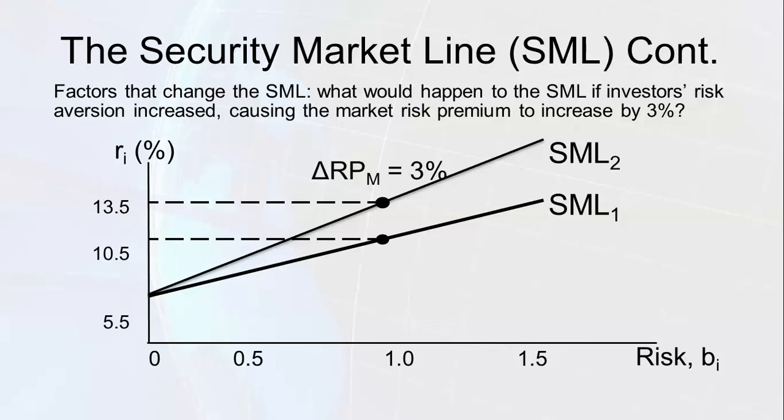But if there is a change in investors' risk aversion, in that case only the market risk premium increases by 3%. So in this case, the SML does not shift, rather it becomes steeper.